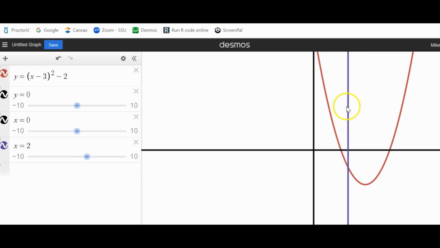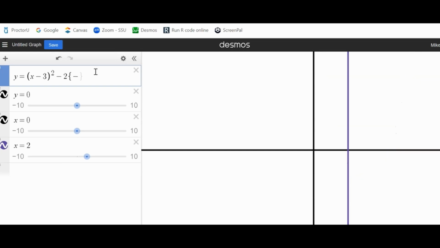Okay, so this purple line is where we're going to make the cut. The way I'm going to accomplish that is by changing the domain of the function (x - 3)² - 2. I'm going to add a domain restriction where the graph goes from what appears to be negative infinity. I'm going to put in negative 100, but we won't be able to see it on the graph. And we're only going to go up to where this purple line is, which is at 2.